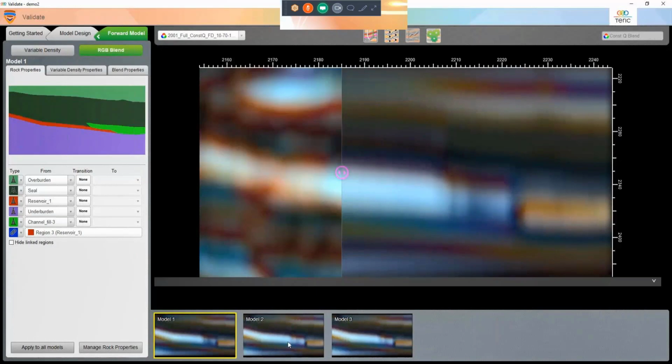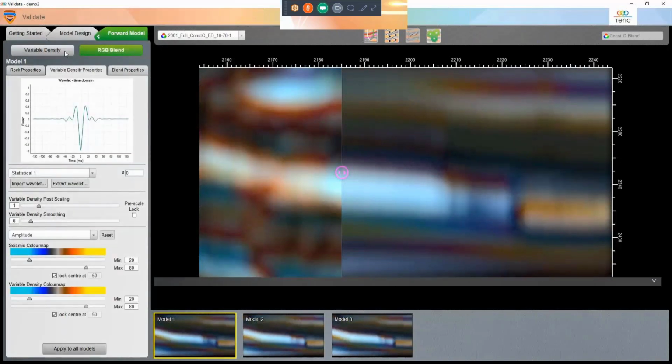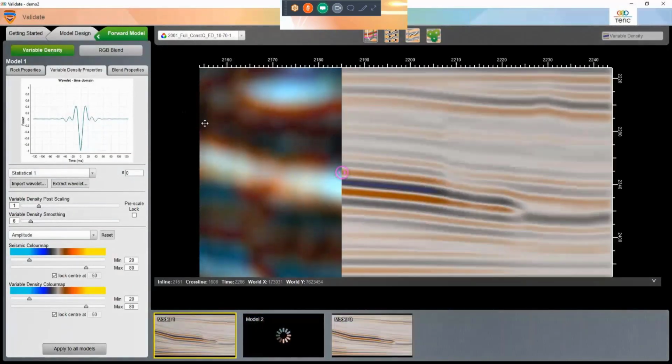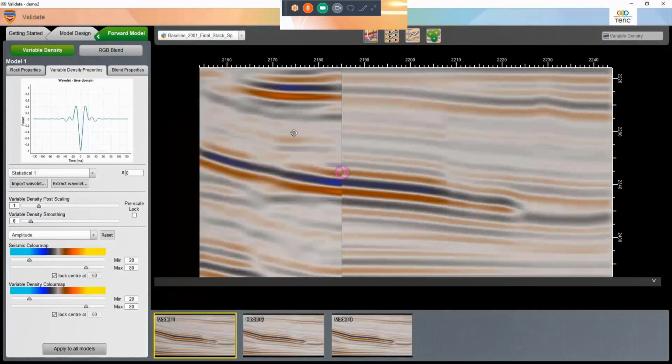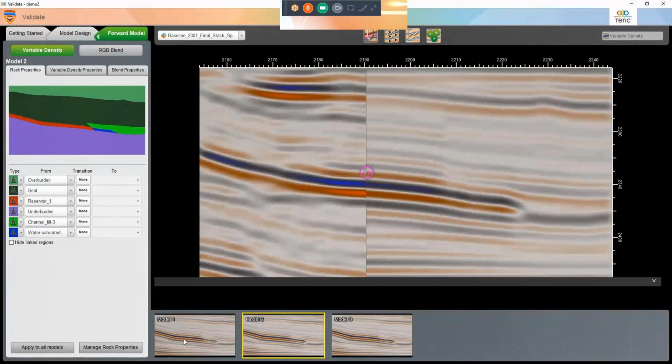And we start to see the same kind of color variation, same intensity variations as we see on the original data. So looking at the variable density, same thing, a much stronger dimming of the amplitude. So that's with water here, and now with oil.